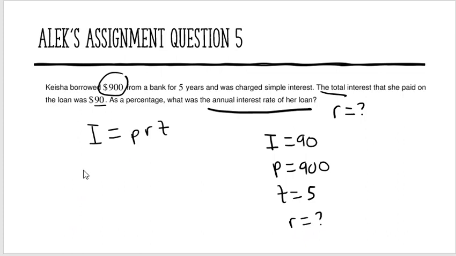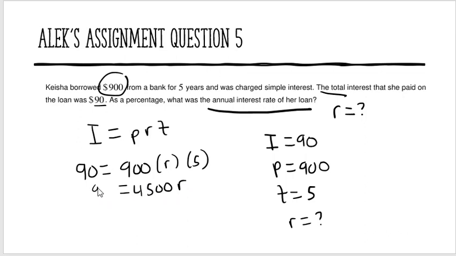Okay, so let's plug into this formula. Instead of the I, we're going to plug in 90. Instead of the P, we're going to plug in 900. Instead of the R, well, we're not going to plug in anything because we don't know that. So let's leave that an R. And then instead of the T, we are going to plug in 5. Okay, so now we are solving this equation for the R. So our first step would be to multiply the 900 and 5 together. So that's going to be 4,500 times by R equal to 90.